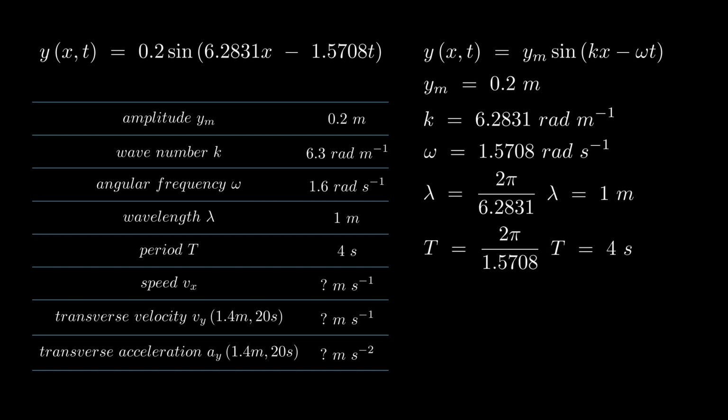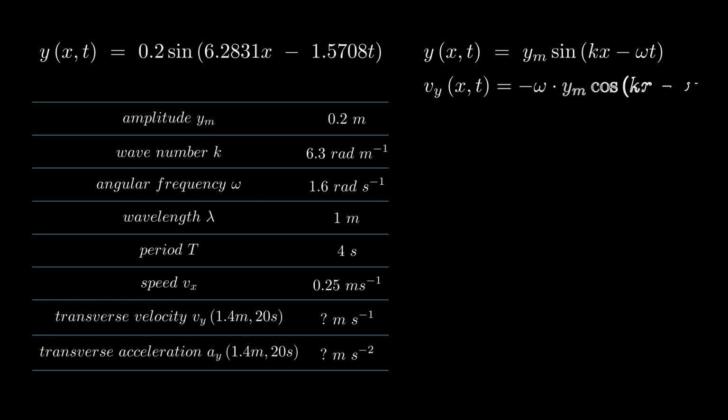Now that we have all the necessary information, we can determine the speed of wave propagation in the horizontal direction using this expression. By substituting the frequency in this expression with the period of the wave, which is the reciprocal of the frequency, we find that the speed of the wave propagating horizontally is 0.25 meters per second. With this, we conclude the computation of various parameters defining the transverse wave.